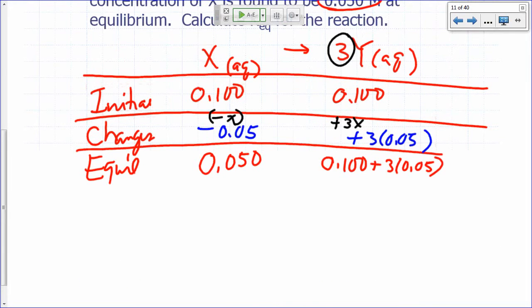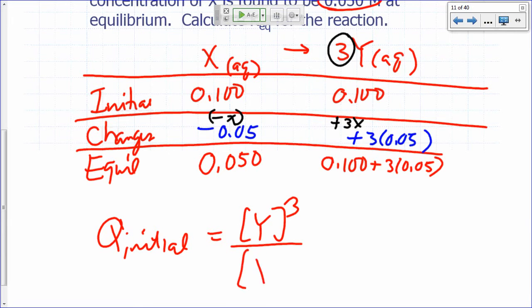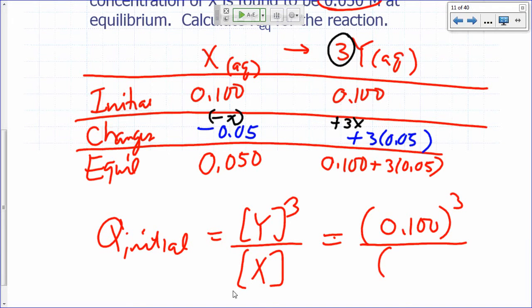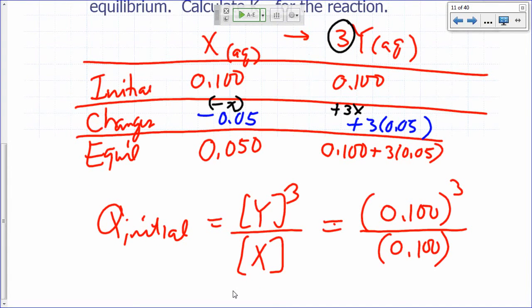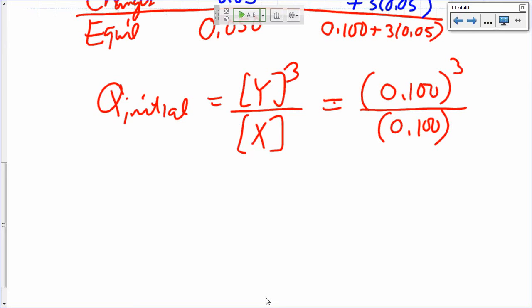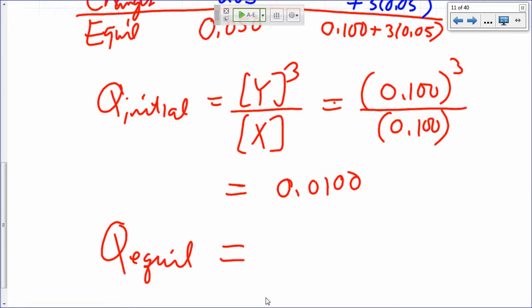So what's our reaction quotient? Initially, what's our reaction quotient? How do I calculate the reaction quotient? Concentration of Y cubed over concentration of X, right? Remember, products over reactants. So what's the concentration of Y? 0.100 cubed divided by the concentration of X, which is 0.100. So what is my Q at the beginning of this reaction? Initially, my Q is 0.0100.